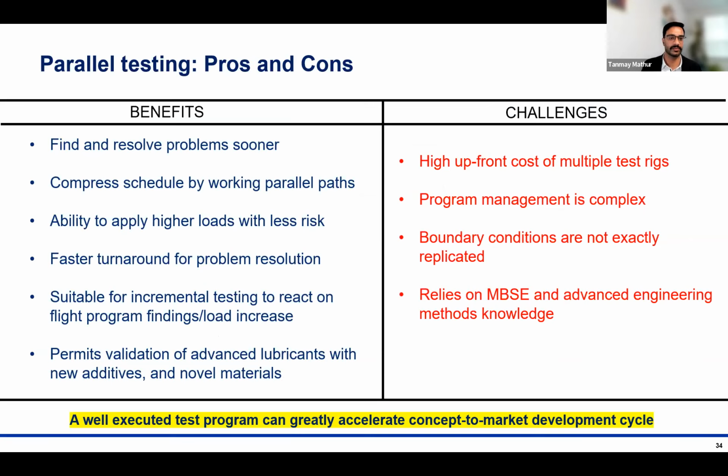So the benefits of this parallel testing is that it lets you find and resolve the problem sooner, and compresses the work schedule. You can put in higher loads with much less risk and maybe expand the design envelope. There's also faster turnaround for problem solution, and it's much more suitable for incremental testing and using novel lubricant formulations.